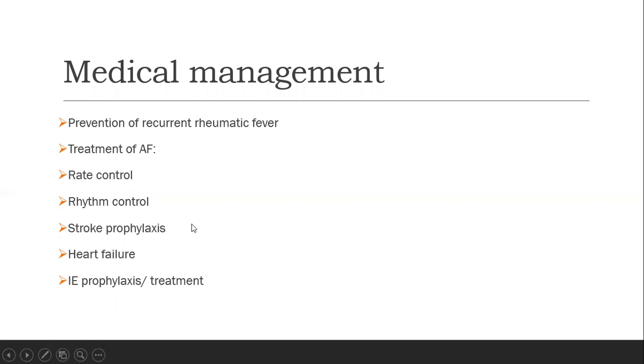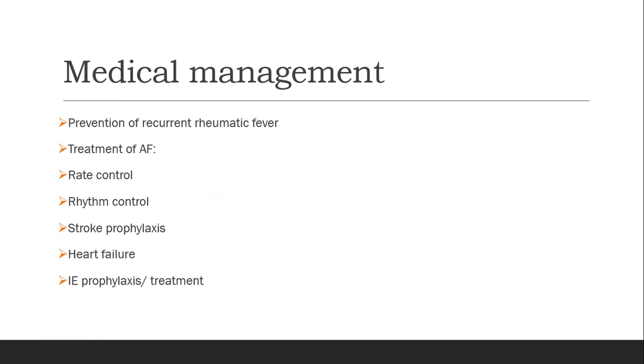Stroke prophylaxis is very, very important. Left atrium dilates, it goes for thrombosis, it goes for embolization. So how can we prevent this coagulation? By giving anticoagulants. I have a separate slide for that. So I told you about treatment of heart failure by giving diuretics, and treatment of atrial fibrillation by giving rate control drugs, rhythm control drugs, and giving anticoagulants for stroke prophylaxis.